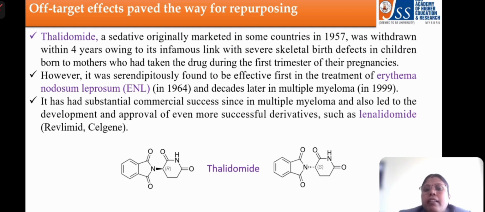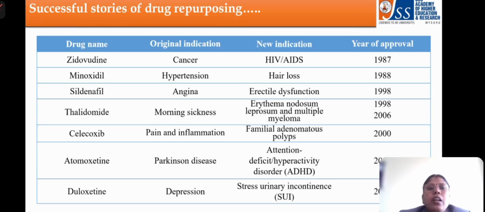Later on, in 1999, it was used for the treatment of myeloma. Then another one, a derivative of thalidomide, is lenalidomide. Again, lenalidomide is also used for the treatment of multiple myeloma. So here again I am stressing: it is not the on-target effect, the sedative effect. Other than the on-target effect, the off-target effects paved the way for the treatment of erythema nodosum leprosum and later multiple myeloma. So these are some successful stories of drug repurposing.